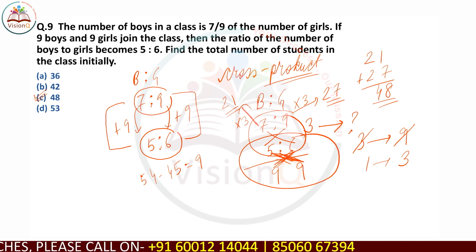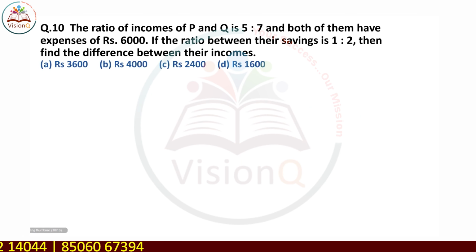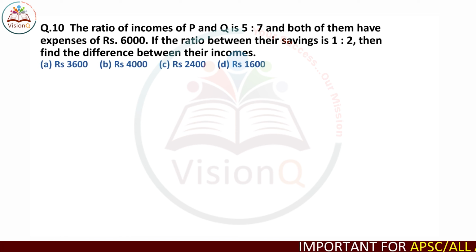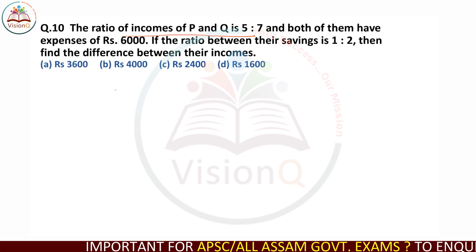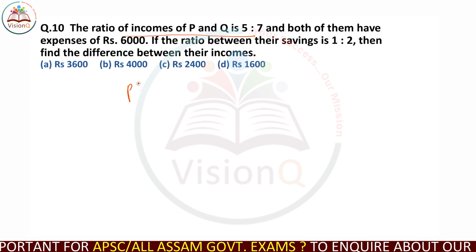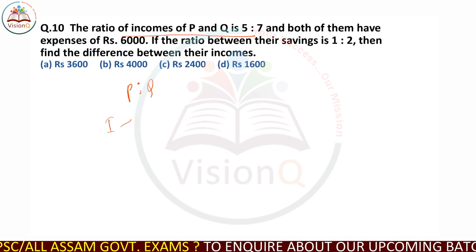So we'll discuss the last question, students, which is question number 10 of today's series. The same type of question based on the concept of cross product, because we are given two ratios. One ratio is what? The ratio of the incomes of P and Q is 5:7.